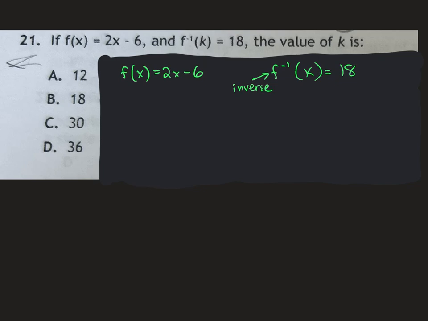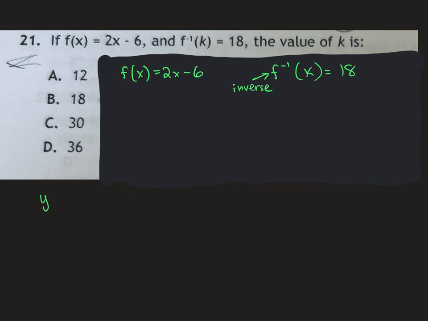Alrighty, let's take a look at this question. So we're given f of x equals 2x minus 6, and we're also given f to the negative 1 of k equals 18, which means the inverse, and that's the function notation for the inverse.